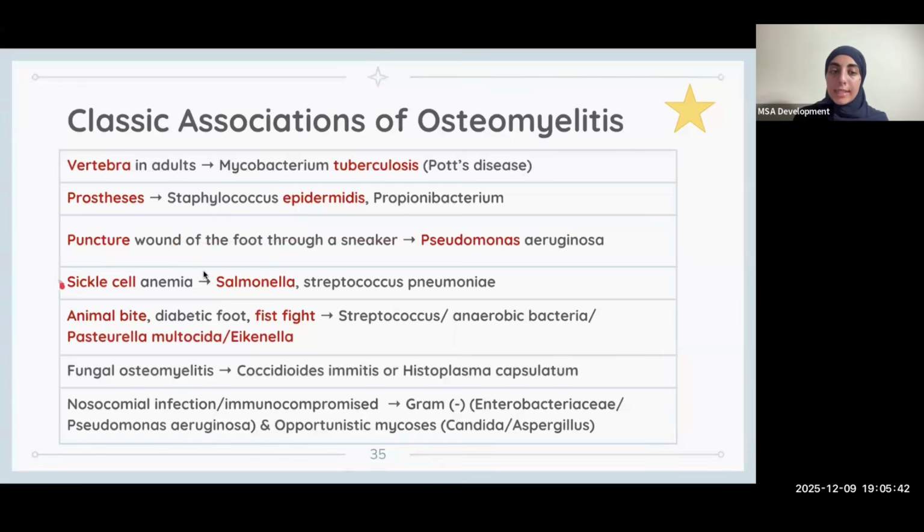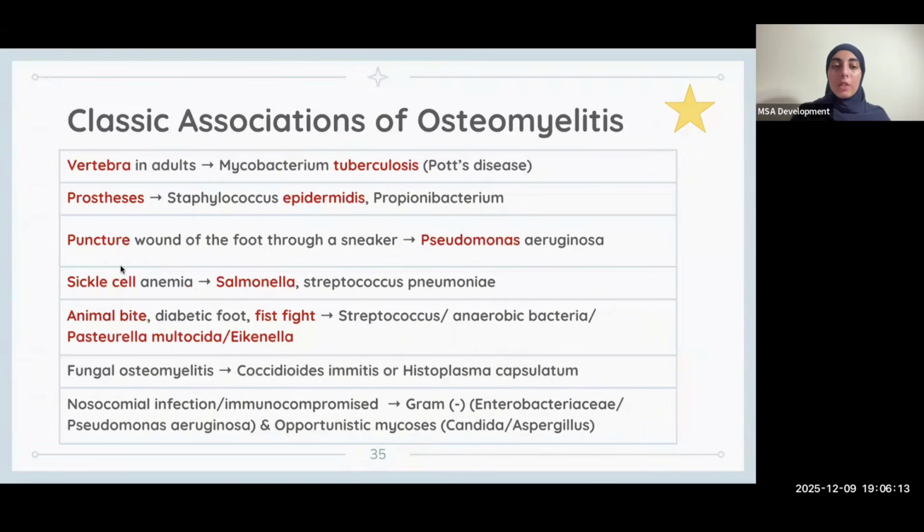The next one is sickle cell anemia. Sickle cell anemia, you have to suspect Salmonella as a very important differential. You can also see Strep pneumoniae, but Salmonella is a more important differential. And I forgot to put the Salmonella Sketchy picture, but if any of you watched it, you would remember that Salmonella has a sickle. It's carrying a sickle, and there's also the fish bone. So sickle cell anemia, Salmonella osteomyelitis.